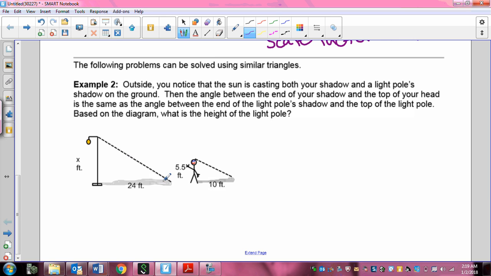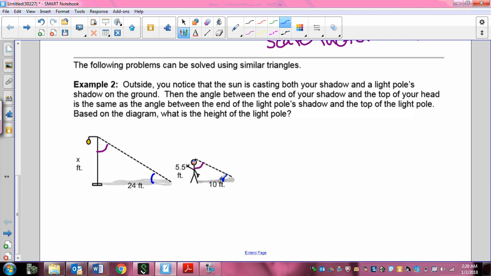So they're telling us that the angles are the same. So it looks like this angle is the same as this angle, because it says the angle between the end of your shadow and the top of your head is the same as the angle between the end of the light pole shadow and the top of the light pole. So they actually might mean this one, this angle.